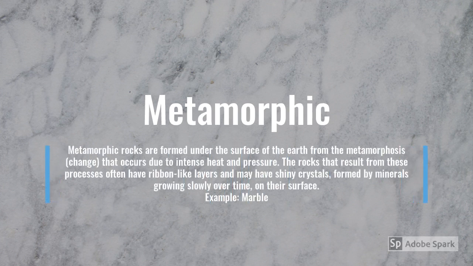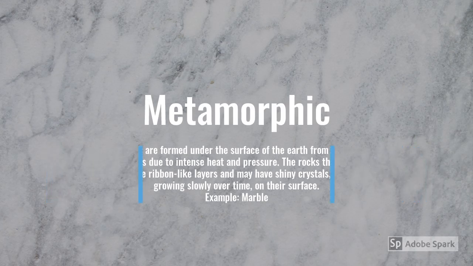The next type of rock we will be talking about is metamorphic. These metamorphic rocks form under the surface of the earth from the metamorphosis, which is change that occurs due to intense heat and pressure, or the squeezing. Rocks that result from these processes often have ribbon-like layers and may have shiny crystals formed by minerals growing slowly over time on the surface of that rock. Examples include marble and gneiss.